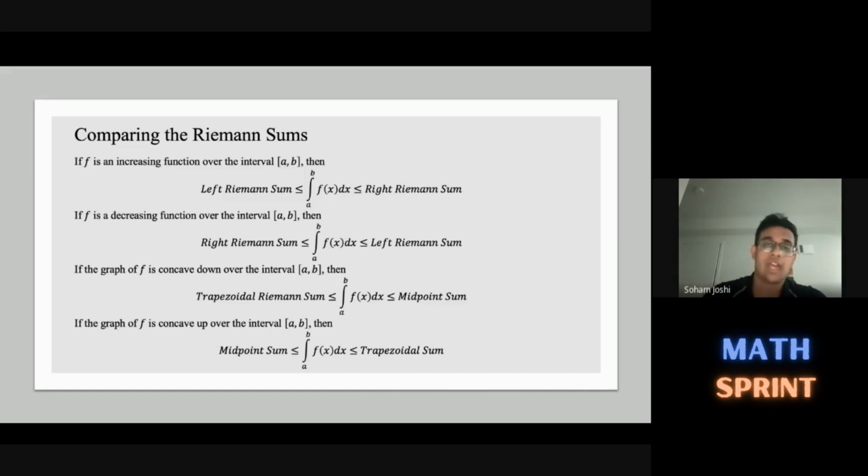And if the graph of f is, say, concave down, that is f double prime of x is less than 0 over this interval, then the definite integral is greater than the trapezoidal sum and less than the midpoint sum. And suppose the graph of f is concave up over the interval a comma b, then the definite integral, which again is equal to the actual area under the curve, is greater than the midpoint sum and less than the trapezoidal sum.